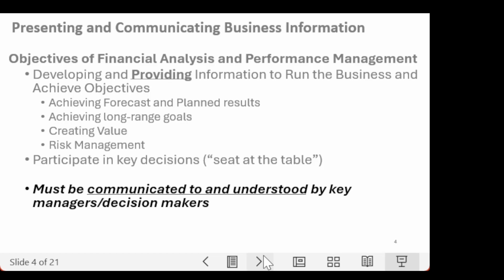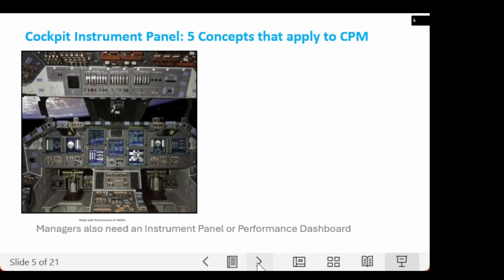So one of the things that's really important as we step back and just think about the objectives of financial analysis, FP&A, performance management, is really to develop and provide information to help run the business and achieve the organization's objectives. We also want to participate in key decisions and earn that coveted seat at the table. So the critical thing here is that our analysis and our thoughts must be effectively communicated and understood by key managers and decision makers to be effective. It doesn't do any good if we create an outstanding analysis, but it's presented poorly and not understood by our clients, by the intended audience.